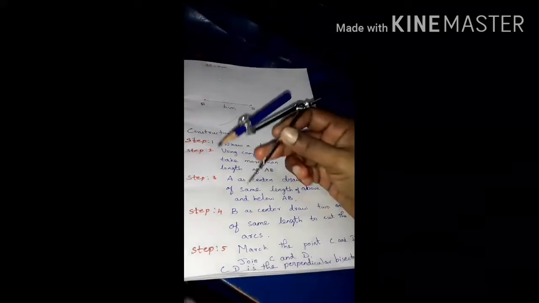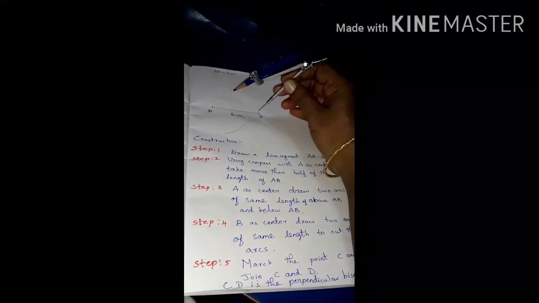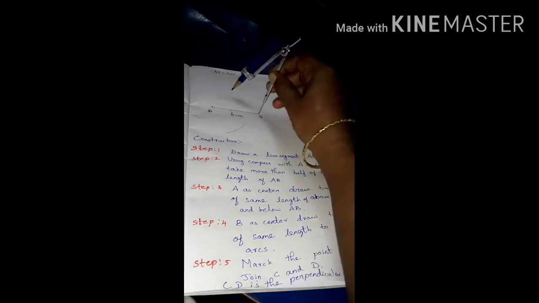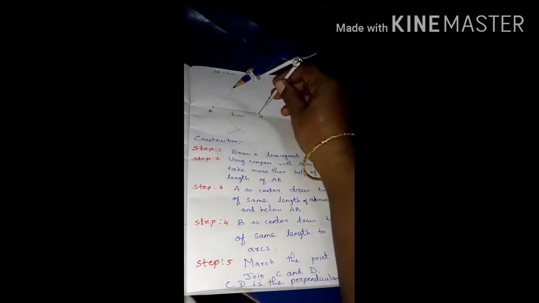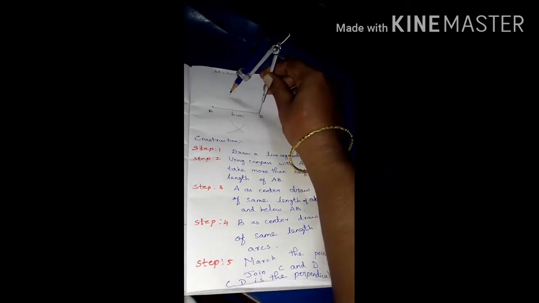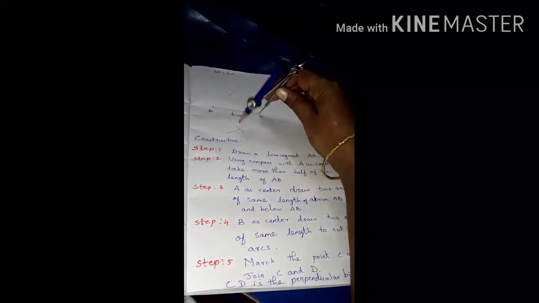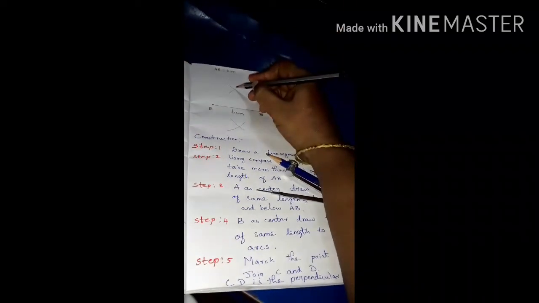Next step, B as the center. With B as the center, in the same length, you have to cut the arcs. Now we get the two arcs intersecting. Don't use the compass pencil for drawing the line; take another pencil and do it. Okay.